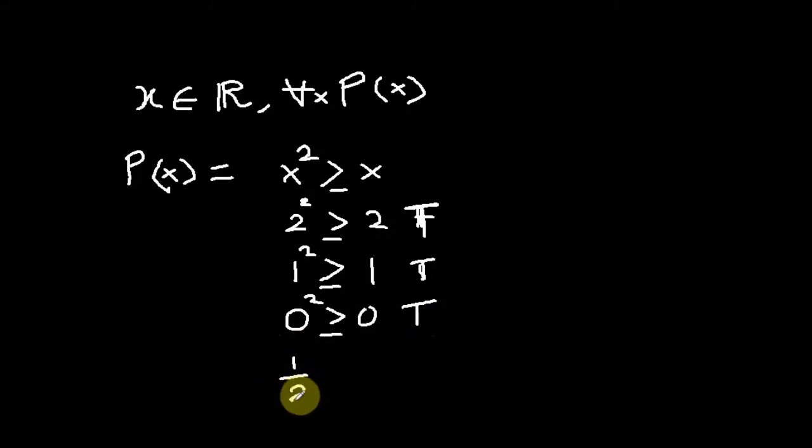So what if I take a fraction like 1 by 2 and square it? 1 by 2 squared, is it greater than or equal to 1 by 2? You know why I'm saying 1 by 2? It's a rational number, and rational numbers belong to the real numbers, so the x value 1 by 2 is acceptable. Here 1 by 4 is greater than or equal to 1 by 2? Here the statement becomes false.